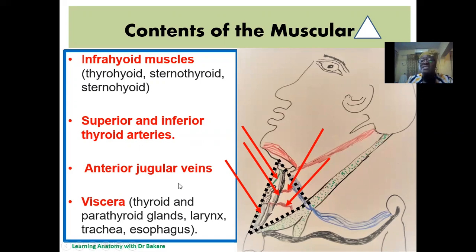Then we have some viscera located within the muscular triangle. We have the thyroid gland within the anterior part of the neck. We also have the parathyroid gland seen at the posterior part of the thyroid gland. We have the larynx as one of the structures contained within the muscular triangle. And distal or inferior to the larynx, we have the trachea. So the trachea also forms part of the structural component of the muscular triangle. We have the esophagus. So the esophagus can also be taken as one of the structural components of the muscular triangle.